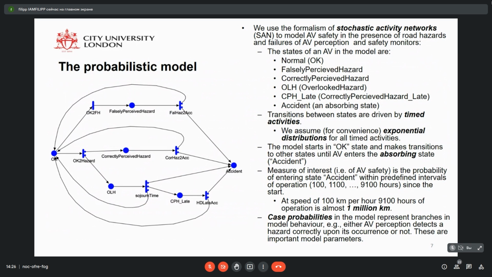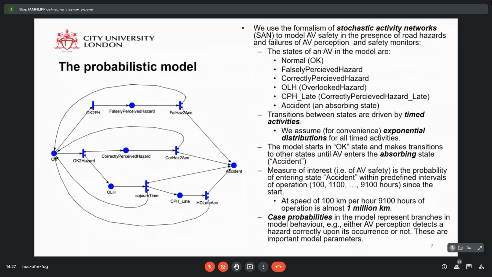And once the hazard is occurring, the AV may recognize this hazard immediately and correctly. So this will be handled by this possibility. We end up in a state called correctly perceived hazard, or alternatively, the complementary event is that the hazard will be overlooked. So the car will continue to be driven without recognizing that there is a road hazard. And then the thing that I pointed out is that this may be temporary.